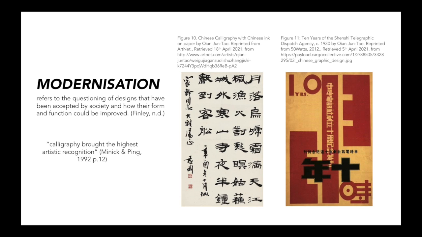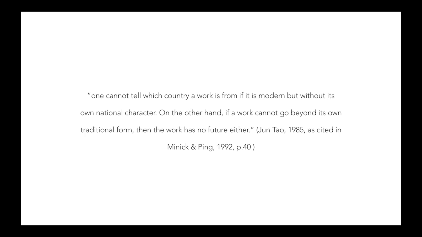Figure 10 shows Jun-tao's great skills of calligraphy in contrast to Figure 11, which demonstrates his reduction of Chinese characters to block shapes. Using geometric shapes with straight lines and 90-degree angles, Jun-tao modernized traditional characters. Without knowing that the characters in this design were Chinese, it would be impossible to know where this design was made. One cannot tell which country a work is from if it is modern, but without its own national character.